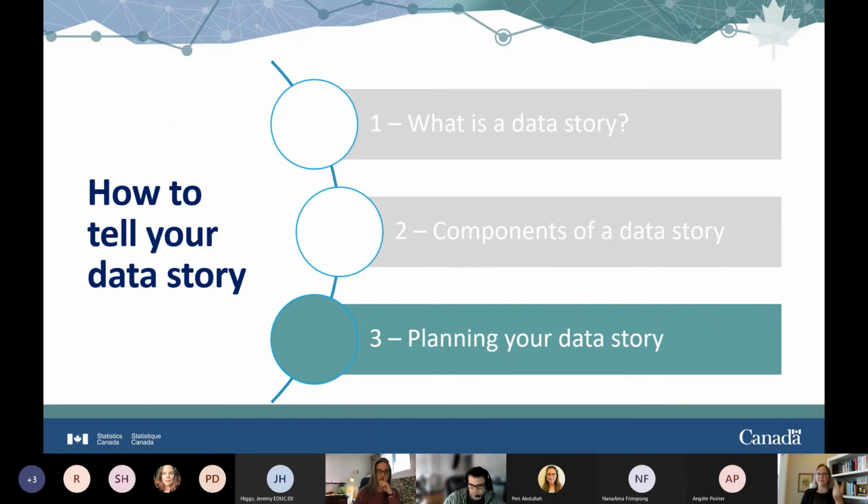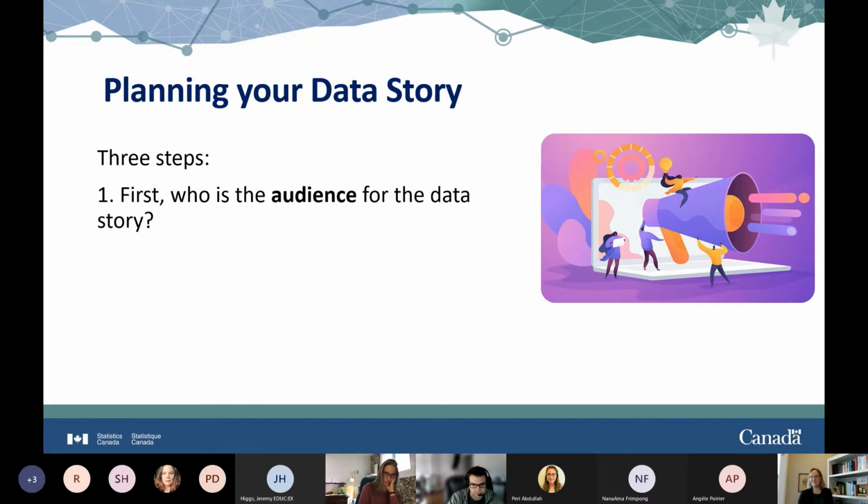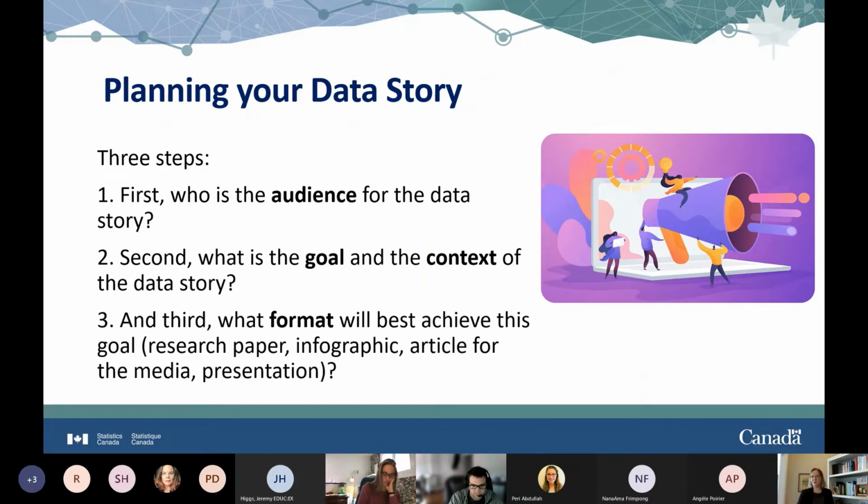So data, narrative, visualization, how do you get going? How do you get going when you are now ready to write down your data story? The third part, I think I'm going good for time, is to plan your data story, and it has three steps. First, who's your audience? Super important to identify your audience from the get-go. Then, what's the goal and what's the context of your data story? And third, what format will best achieve this goal?